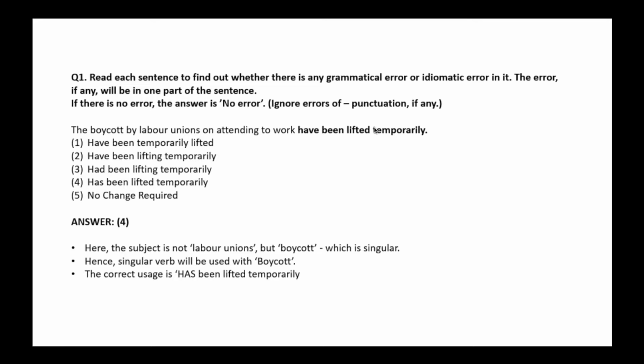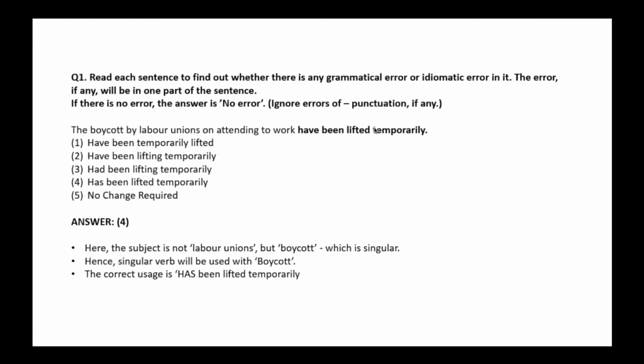So, the first sentence says the boycott by labor unions on attending to work have been lifted temporarily. This sentence makes sense contextually, but there is a major grammatical error here. The subject in this verb is not labor union. The subject in this verb is the boycott. So the verb needs to agree with the subject, the boycott, which is singular. So the correct verb should have been has been lifted temporarily because the subject is singular.